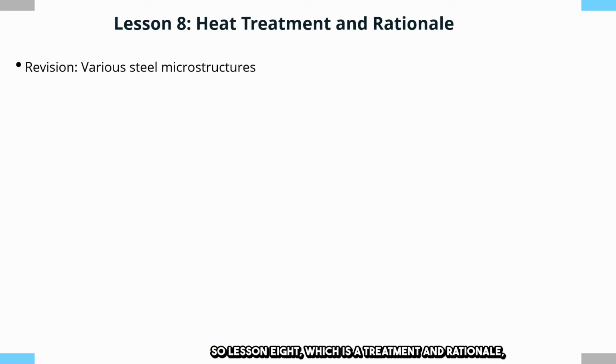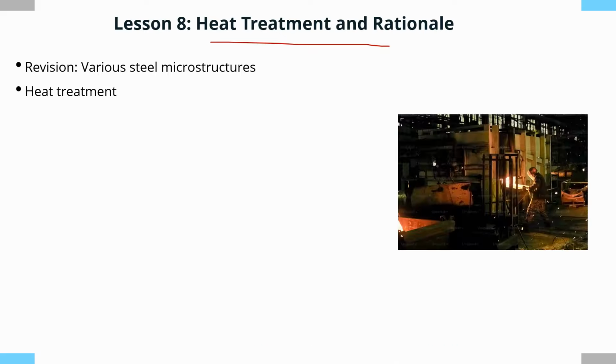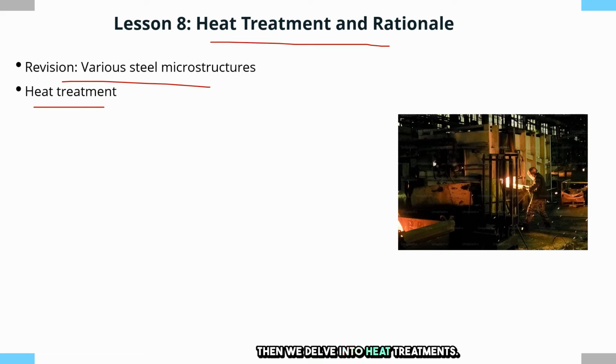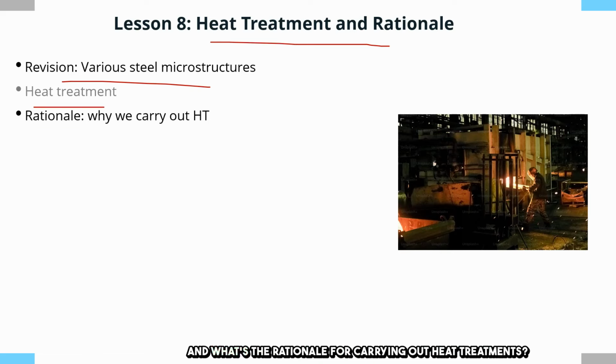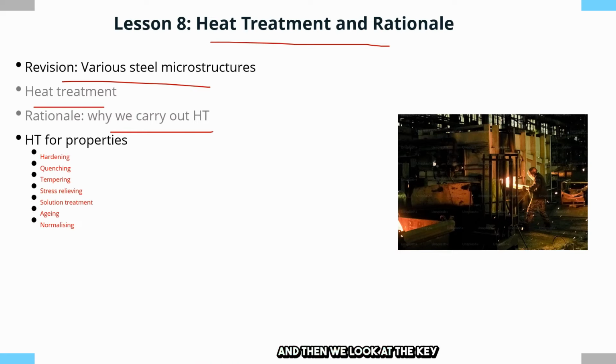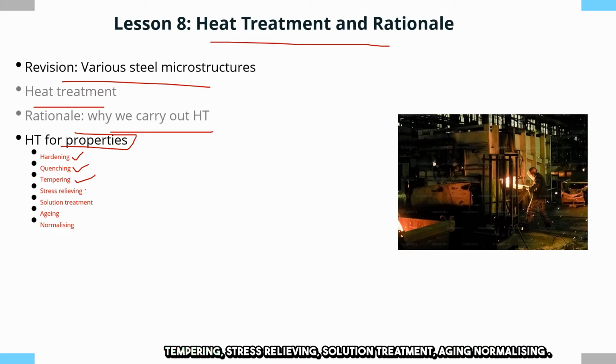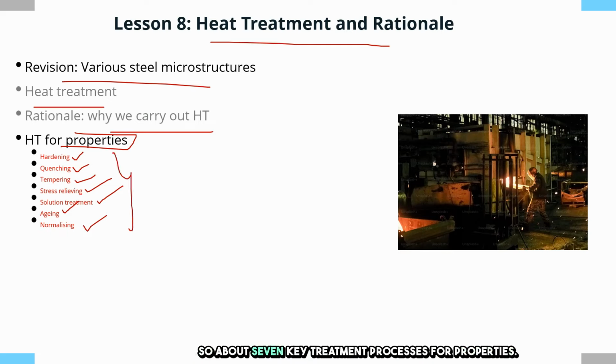Lesson 8, which is heat treatment and rationale. I think that's a key part of this course and a very important module as well. Obviously we do a revision on various steel microstructures, and then we delve into heat treatment. Why do we carry out heat treatment and what's the rationale for it? Then we look at the key reasons why we carry out heat treatment. The first one is around properties. So we look at things like hardening, quenching, tempering, stress relieving, solution treatment, aging, and normalizing. So about 7 key heat treatment processes for properties.